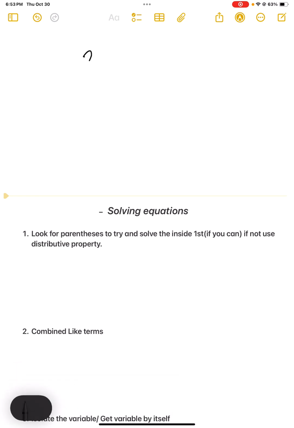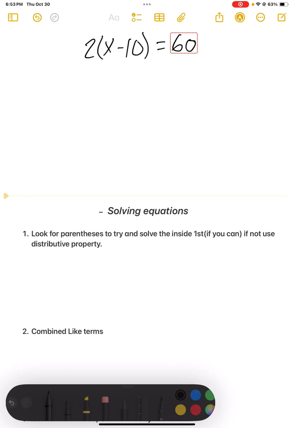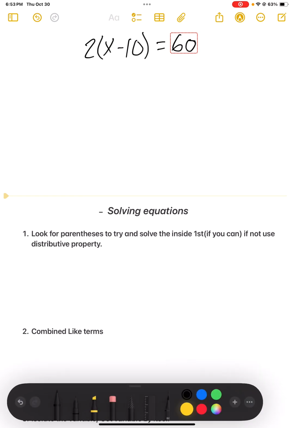So I'll give us this one. Wait, let me go back because I need some space. So 2, open parentheses, x minus 10, close parentheses, equals 60. Okay, so pause the video if you don't mind and try to follow the steps yourself, so we can get some of that work in, see if we can get it right. And then come back and I'll work it out and we'll see if you do the same thing I do. Okay?